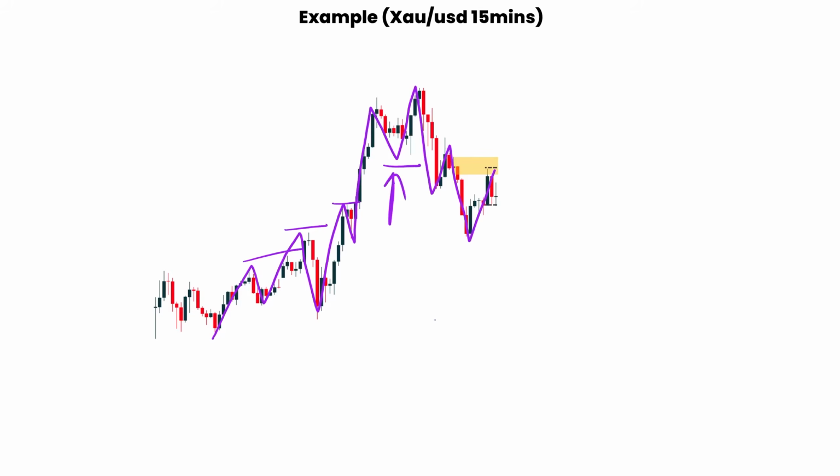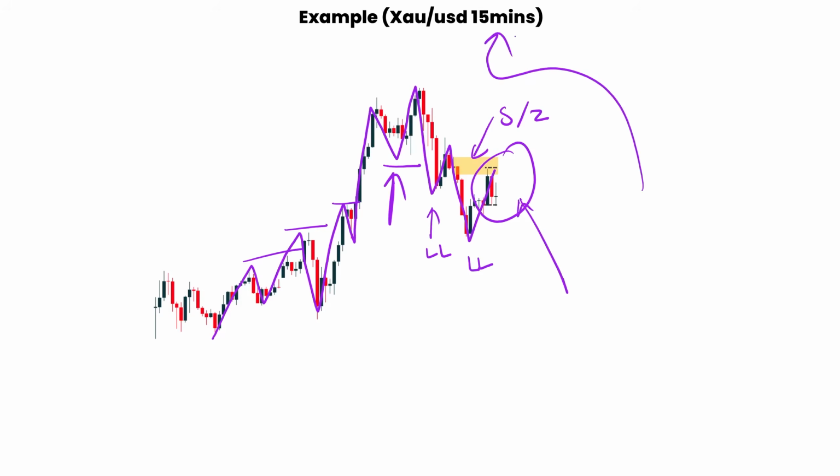And then lastly, we can see a break of market structure. Market is making some lower lows. And then we have a supply zone here. This is where you should look for that candlestick pattern. This is also on gold on the 15 minutes.